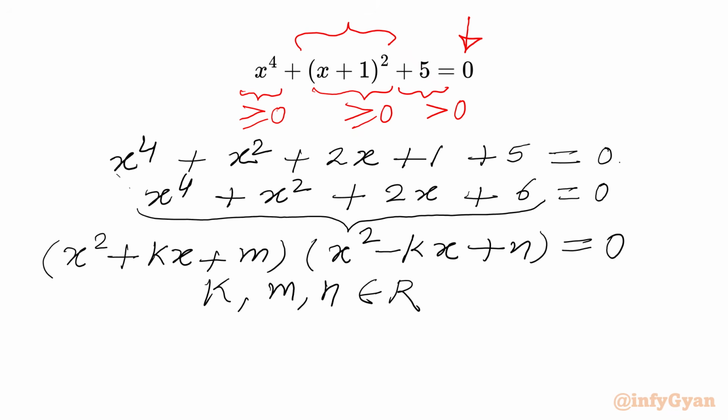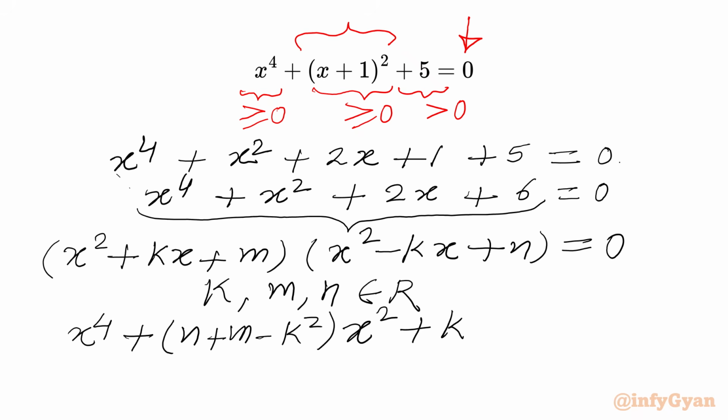Now we have to multiply x square times x square, x power 4. If we simplify, then we'll have n plus m minus k square x square. Then we'll write plus k times n minus m times x plus mn equal to 0.